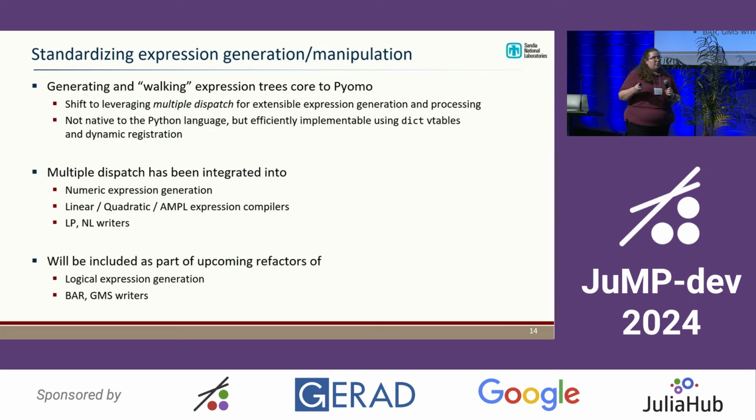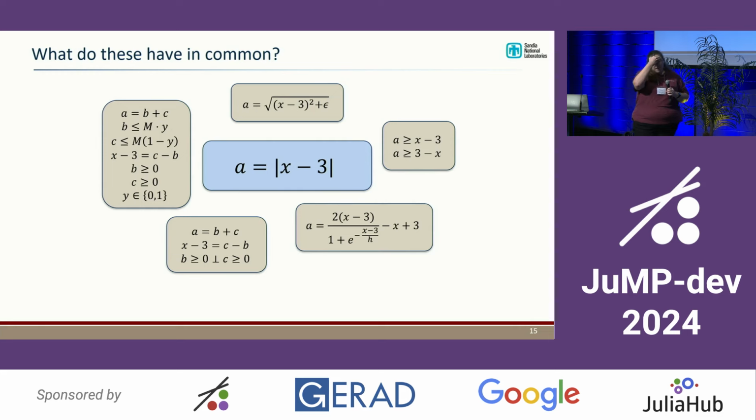So we've talked about this high-level block structure as one way of capturing optimization model structure, but there's another type of structure that we really care about and think about a lot in Pyomo. And so to introduce that, I'm going to put this up there and ask, what do these all have in common? And the answer is that they are all different ways of formulating an absolute value function.